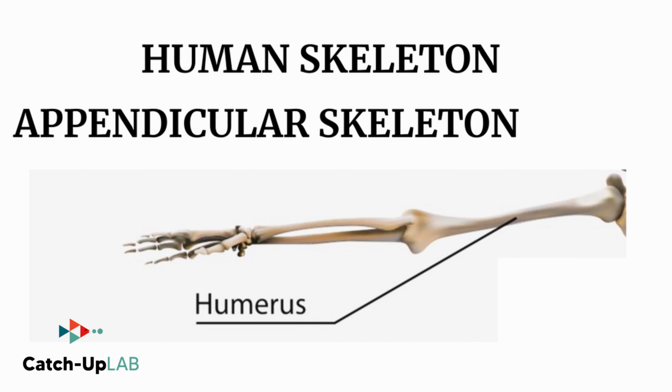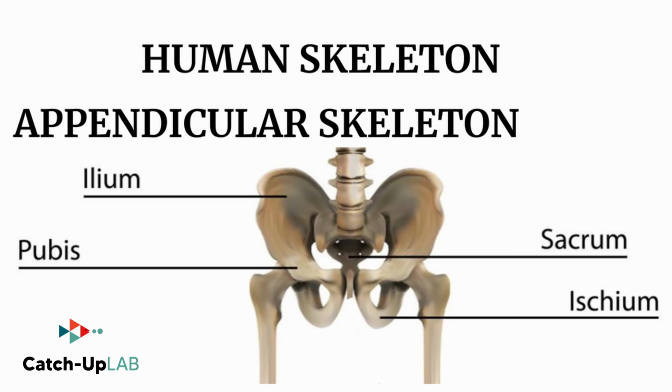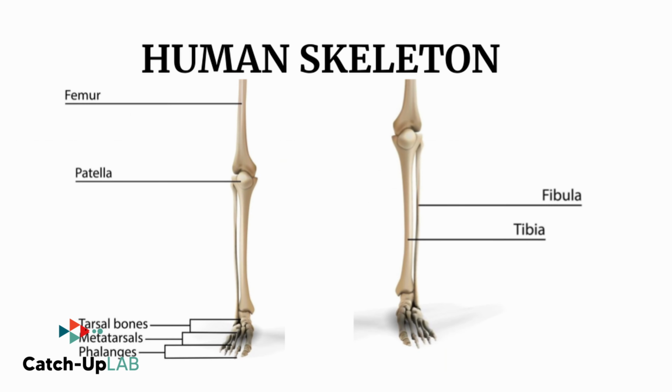Upper limbs include the upper arm consisting of a humerus and a forearm consisting of two bones, the radius and the ulna. The hand is connected to the radius and the ulna. Pelvic girdles are made up of three bones, the ilium or the hip bone, the ischium or the sitting bone, and the pubis. The lower limbs carry the whole weight of the body.